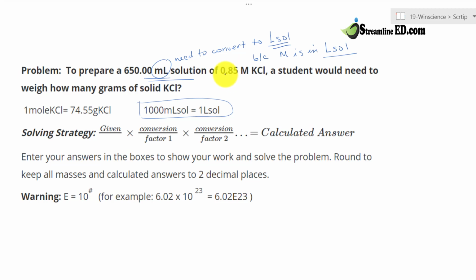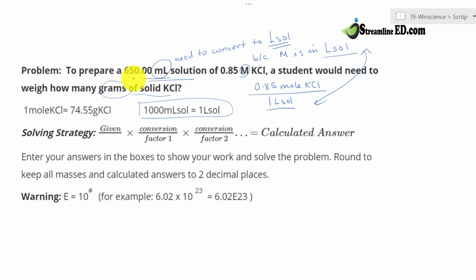The concentration is 0.85 molarity of potassium chloride. Again, express this as a conversion factor: 0.85 moles of KCl divided by 1 liter of solution, just the way we have right there. We need our volume to be in liter. So let's continue the problem. A student would need to weigh how many grams of solid potassium chloride. The same thing, we are looking for grams.